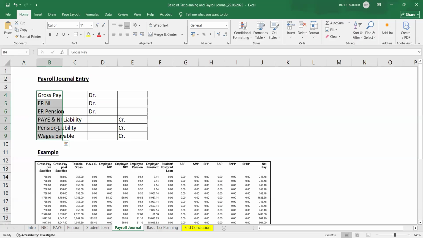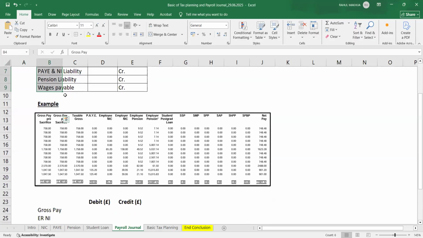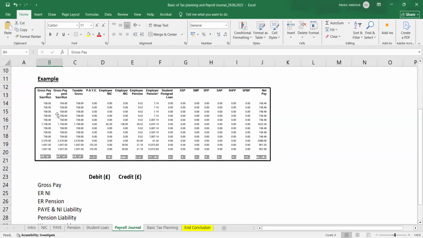So here I have an example for you guys to understand the practicality of how the payroll journal is posted. So here is the payslip for a demo client. It is a payslip for a full year.